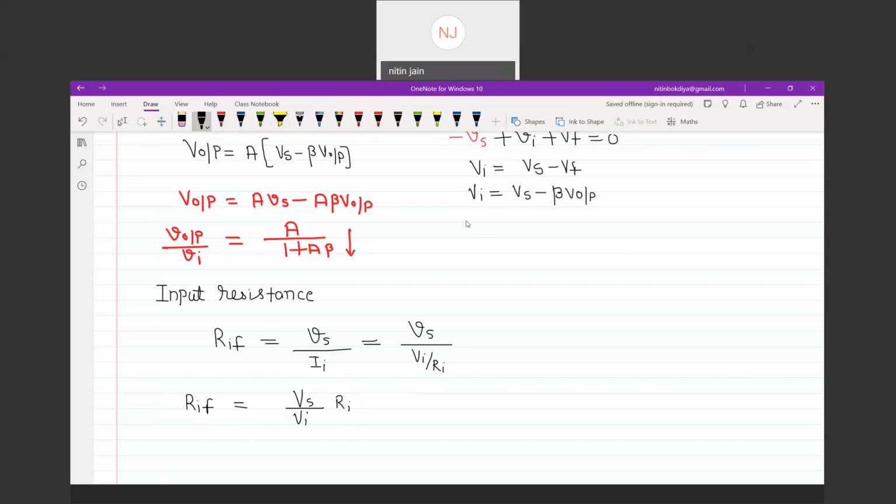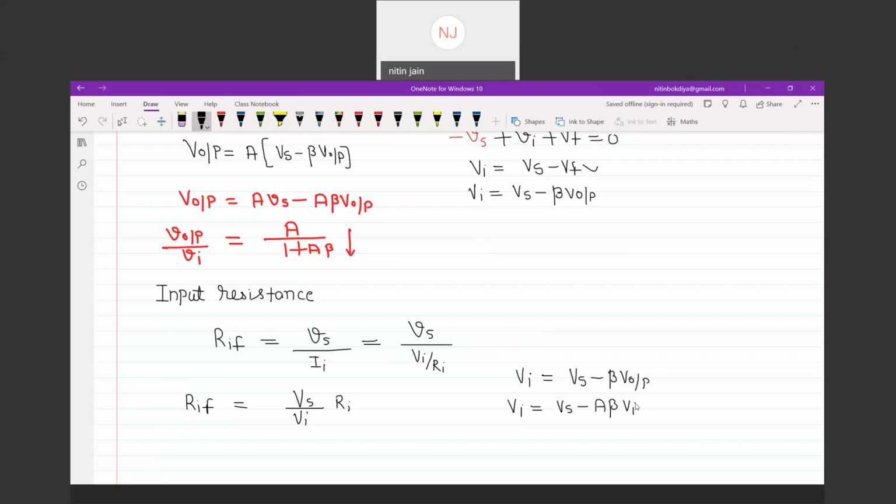So you can say the value of Vs is equivalent to what? We can find the value of Vs by applying KVL. This is the result for Vs. So you can say Vi is equivalent to Vs minus beta times of V output. And what is V output? You can say Vi equal to Vs minus A into beta times of Vi.